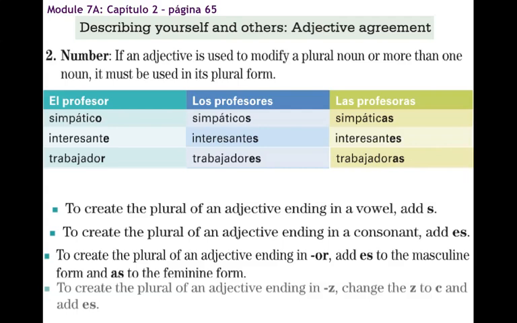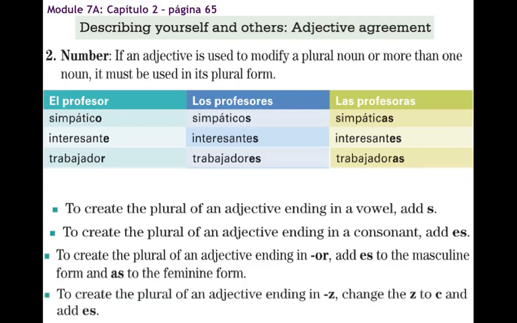And finally, to create the plural of an adjective ending in Z, you change the Z to C, and you add ES. So we saw feliz changes to felices, which is both masculine and feminine, plural, the same form.